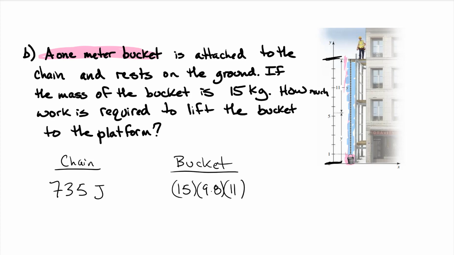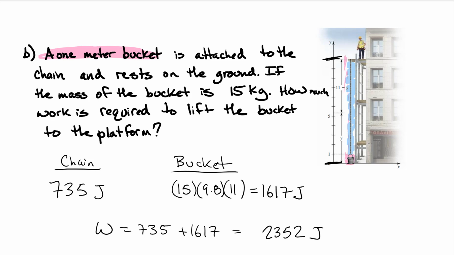I'm going to grab a calculator out because there's a decimal in this. I'll actually probably get an exact value. I don't know. Let's find out. 15 times 9.8 times 11. Hey, look at that. That turned out to be 1,617 joules. So the total work is going to be 735 plus 1,617 for a grand total of 2,352 joules. And that would be our solution.